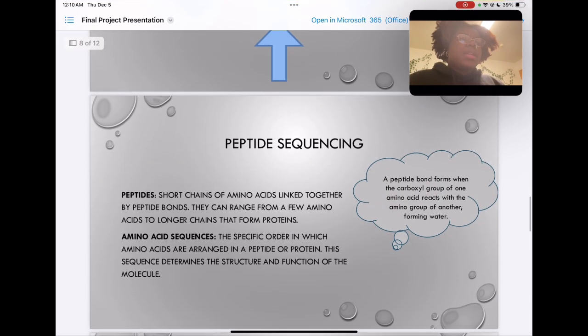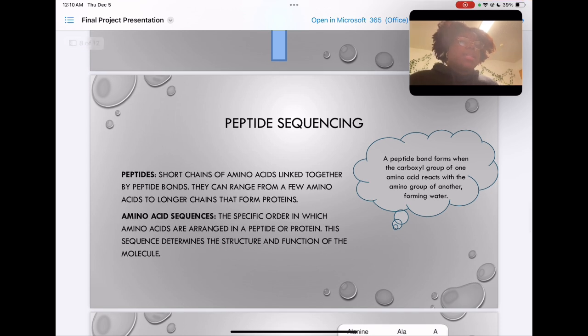Now we're going to be talking about peptide sequencing. So peptides, as we stated in the first slide, are going to be a short chain of amino acids linked together by peptide bonds. And they can range from a few amino acids to longer chains that form proteins. And your amino acid sequences are going to be the specific order in which amino acids are arranged in a peptide or a protein. And this determines the structure and function of the molecule. And so we're going to go back to the first slide.